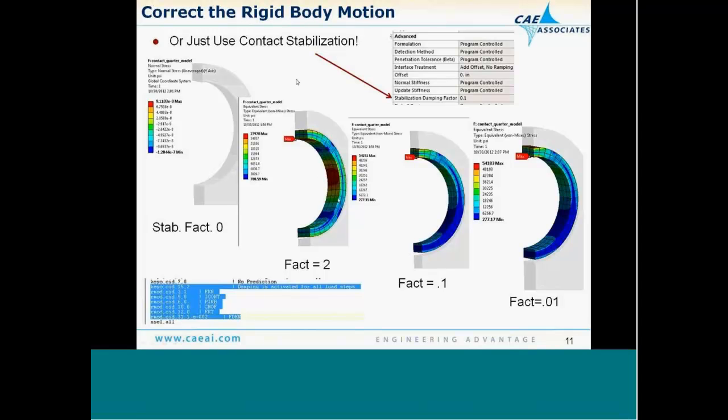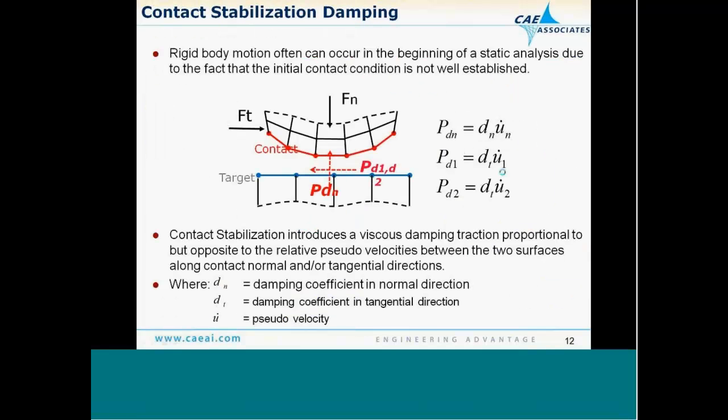So using the contact stabilization can be an effective tool for overcoming non-convergence, but you need to be careful in specifying it and not over-specifying too large a number. You notice from 0.1 to 0.01, there's a negligible difference in the peak stress.